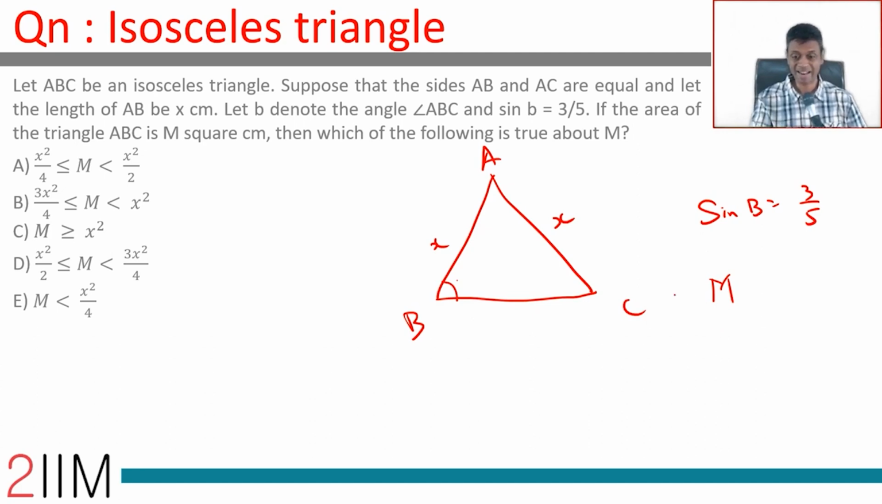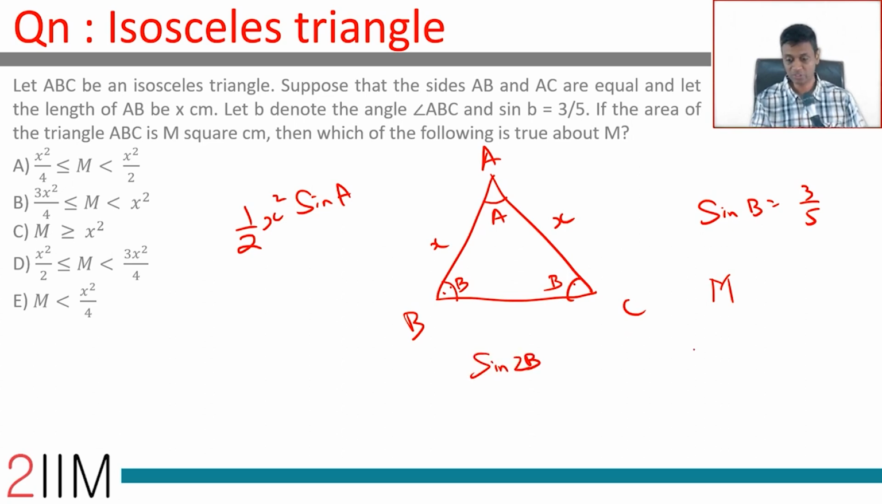Fine. So think about it. M is the area. If you call this angle A, area is half x square sin A. This is B. This is also B. These two angles are equal. Sin B is 3 by 5. So let's think about B plus B, sin 2B. B is an acute angle, that much we know. If sin B is 3 by 5, then cos B is 4 by 5. This angle A is 180 minus 2B.